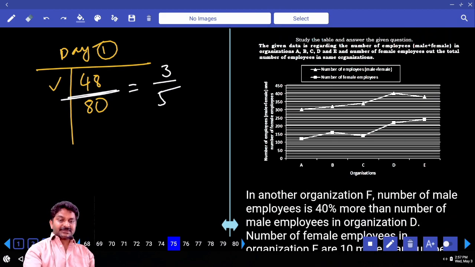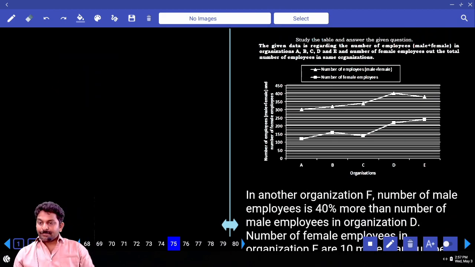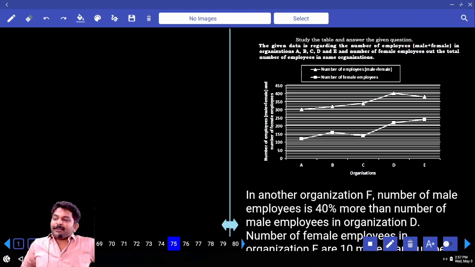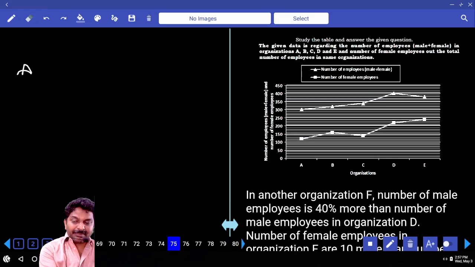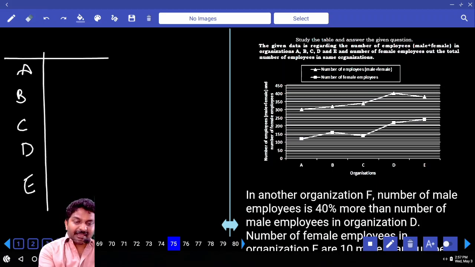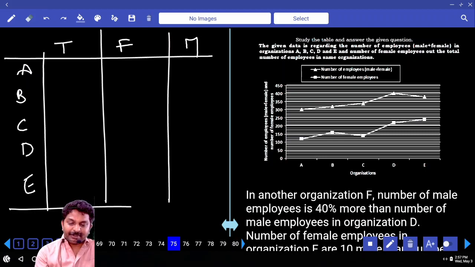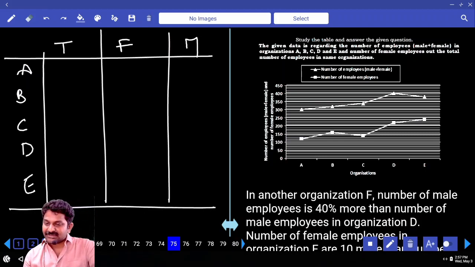This is something else. Given data is regarding the number of employees in organizations A, B, C, D, E, and female employees out of the total number of employees. Easy, isn't it? Just need to prepare the table. A, B, C, D, E. First we have total, then female, then obviously we'll get the rest. Once the table is prepared, I hope you can answer the questions.